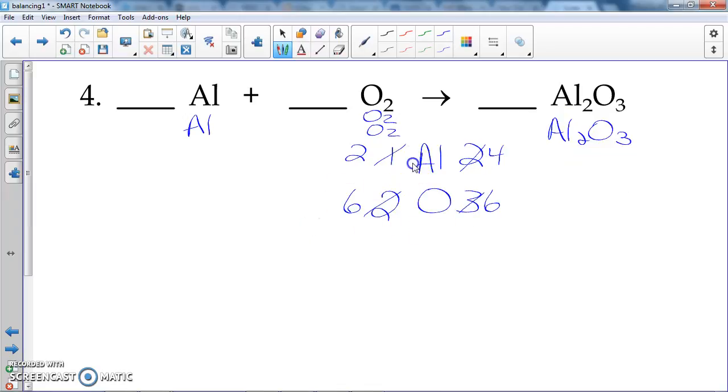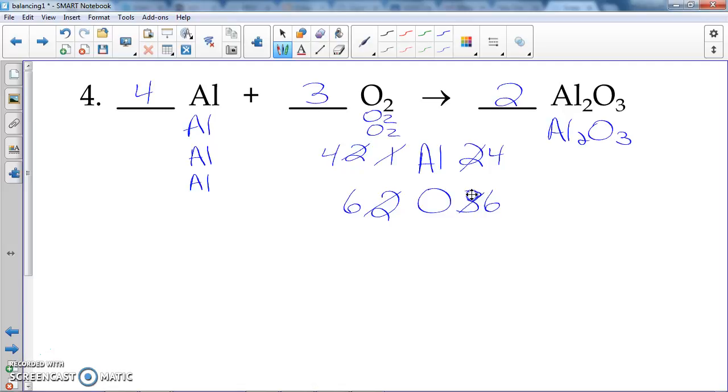But my aluminums got messed up. Well, that's okay. I can keep going back and forth. I have 2 and 4. I need 4. So I add, there's my 3rd. There's my 4th. Now I have 4. So now you can see our numbers in our work are balanced, 4, 4, 6, 6. Now I can do my coefficients. Remember, coefficients are the numbers in front of the compounds and elements in the balanced equation. So there's a 4 here, a 3 here, and a 2 there.